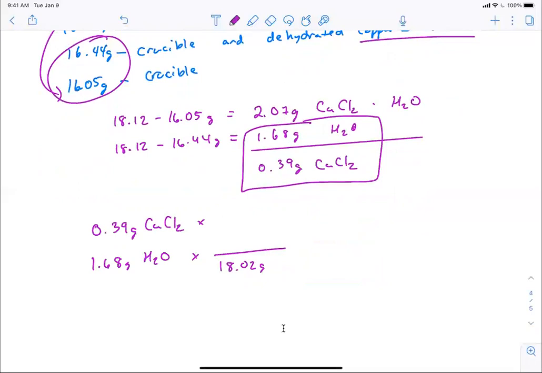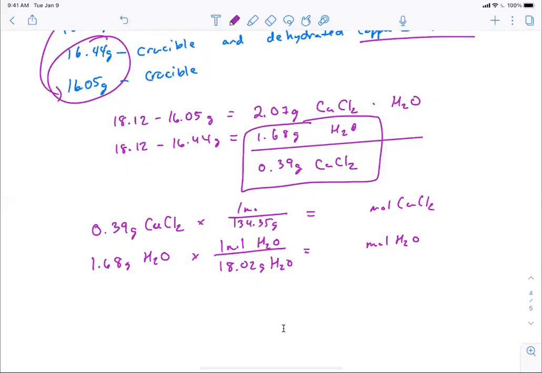18.02 grams of water. Because with empirical formula, you need to remember that the point of it is to get to moles, because that way you can find the ratio between the two substances. How much copper? Copper is 63.45 plus 70.9. So that's 134.35. Is that right? Yeah.